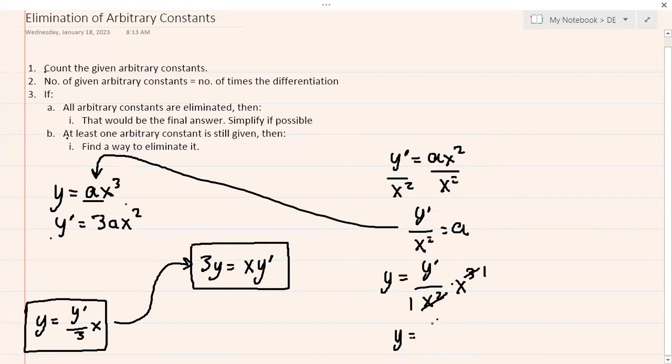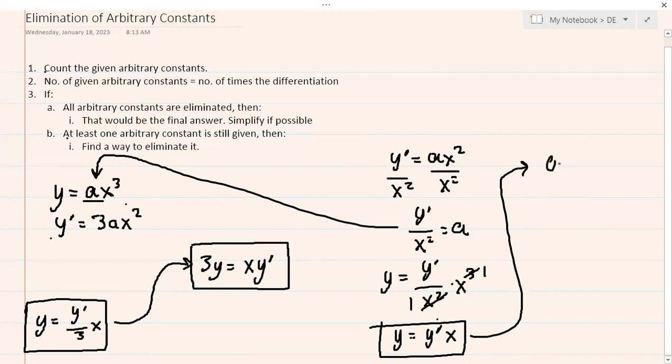Wait lang. Baka ito nagkamali. Hence, we have y is equal to y prime times x. So, this is our final answer. Okay? Or, kung pwede, gusto mo siya ipagka-group together in one side, walang problema. So, magiging 0 is equal to y prime times x minus y. Or vice versa, kung gusto mong ilagay si y at saka si y prime times x on the side, there's no problem.